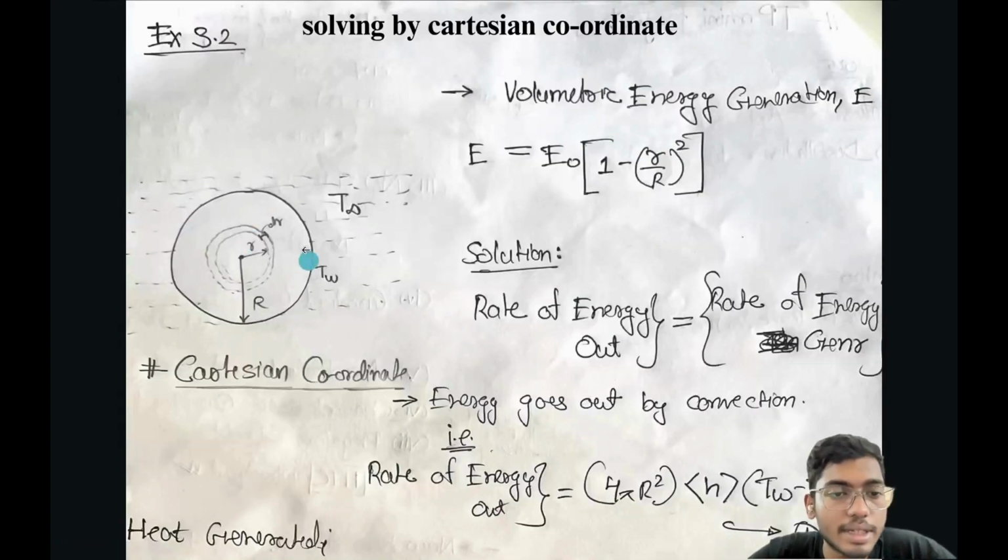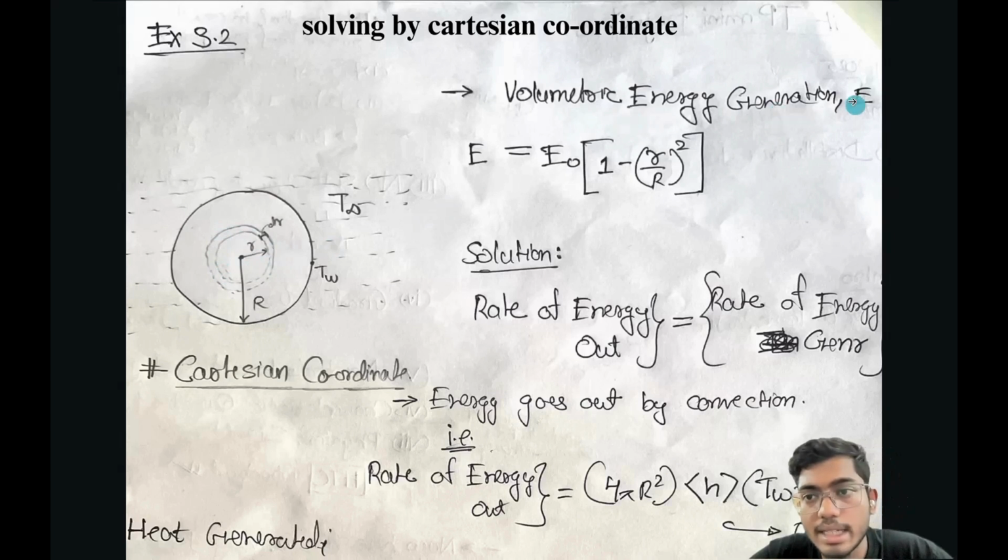So we are looking at this sphere. Let us take a differential spherical element at a radius of r. So the volumetric energy generation is given as a function of r, that is E is equal to E naught into (1 minus r by R) whole squared. So rate of energy out is equal to rate of energy generated. Using Cartesian coordinates, because heat transfer is not a vector quantity, we can use Cartesian coordinates here.